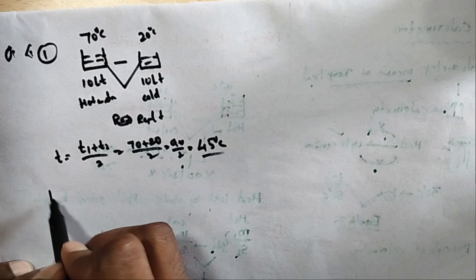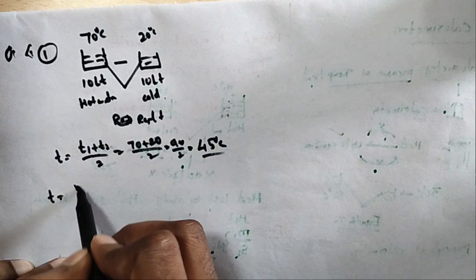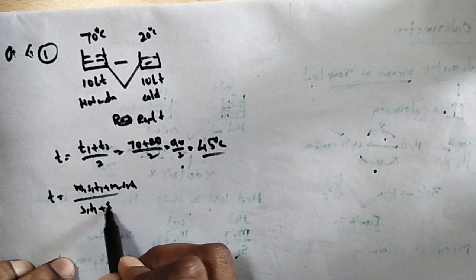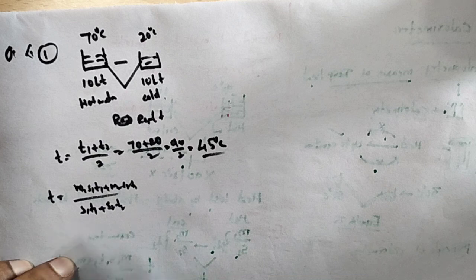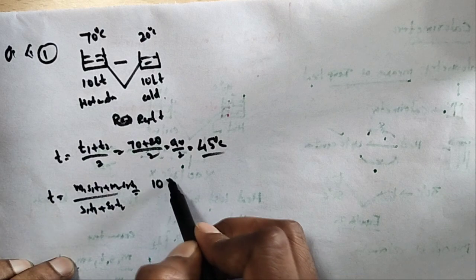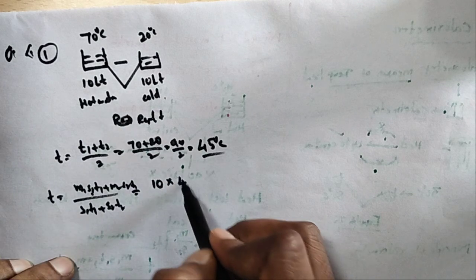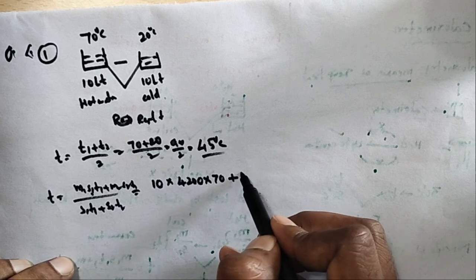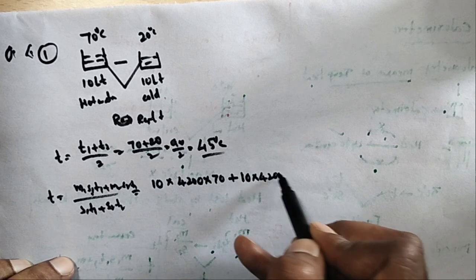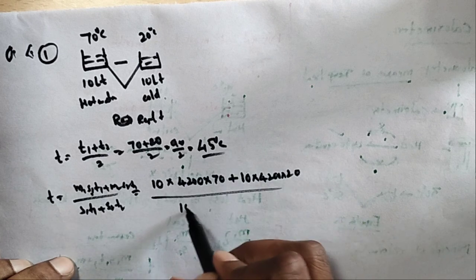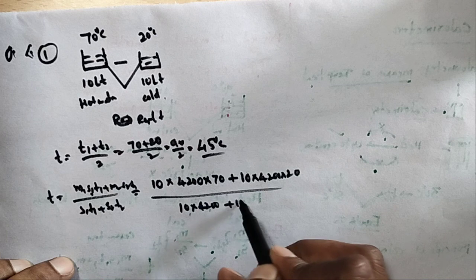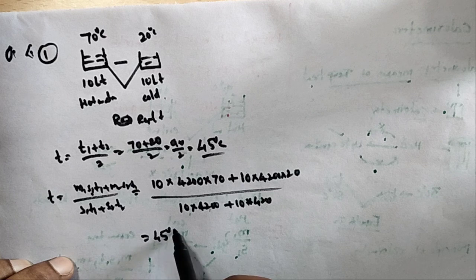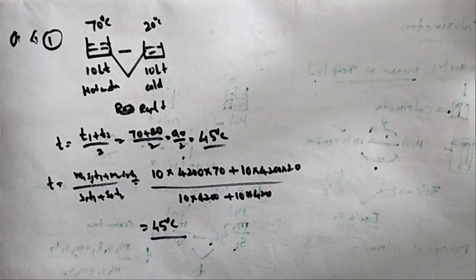Okay, so our general formula: T is equal to M1 S1 T1 plus M2 S2 T2 by M1 S1 plus M2 S2. We know that very well. So take M1 as the mass of 10 liters, and S1 the specific heat 4200 joules, T1 is 70, plus mass M2 10, 4200 and T2 20, by 10 into 4200 plus 10 into 4200. By using all this calculation, you can also get 45 degrees.